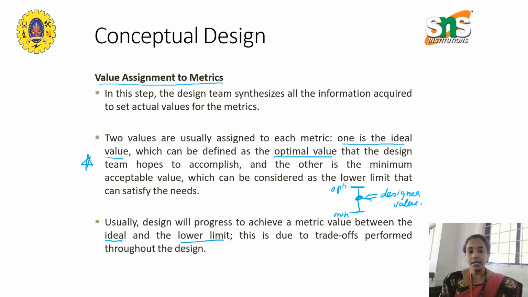In this step, the design team synthesizes all the information acquired to set actual values for the metrics. Two values are usually assigned to each metric. One is the ideal value, which can be defined as the optimal value that the design team hopes to accomplish, and the other is the minimum acceptable value, which can be considered as the lower limit that can satisfy the needs. Usually, the design will progress to achieve a metric value between the ideal and the lower limit. This is due to the trade-offs performed throughout the design.